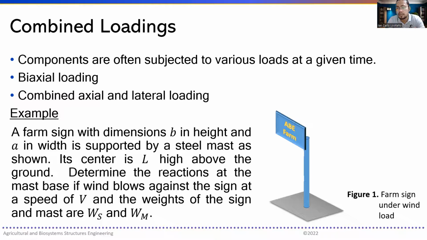In this discussion, the topic will be on biaxial loading and combined axial and lateral loading. For example, this farm sign shown in figure 1 is subjected to wind load. Let's imagine a wind going towards this direction, with a speed v. Let's read the example first. We have a farm sign with dimensions b in height and a in width, supported by a steel mast, and its center is L high above the ground.